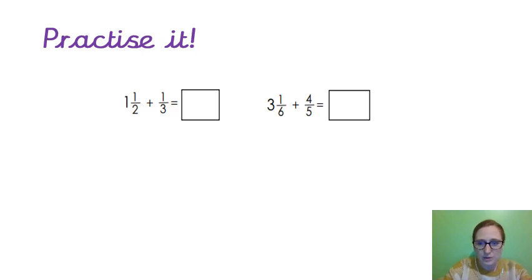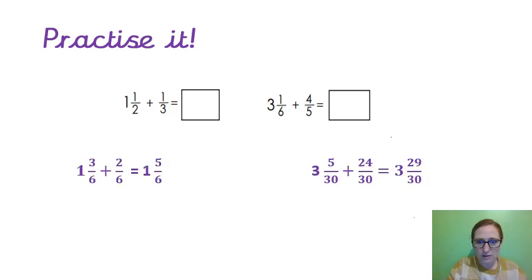Great job. Let's see if your answers match mine. Oh, it says it's not working for me at the moment. Oh, there we are. Press the right button. So I turned these both into 6ths. So 1 and 3/6 plus 2/6 gives me 1 and 5/6. I hope you didn't do a column mistake and you still remembered your 1 there. Then we've got the 6th and the 5th turned into 30ths. So 5/30ths and 24/30ths equaling 3 wholes and 29/30ths.